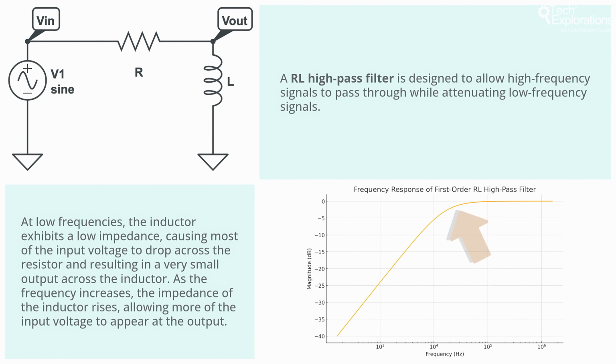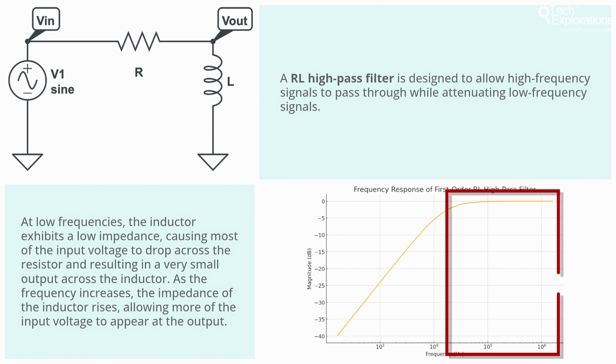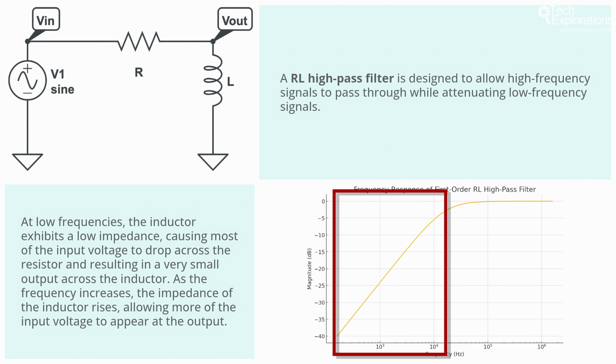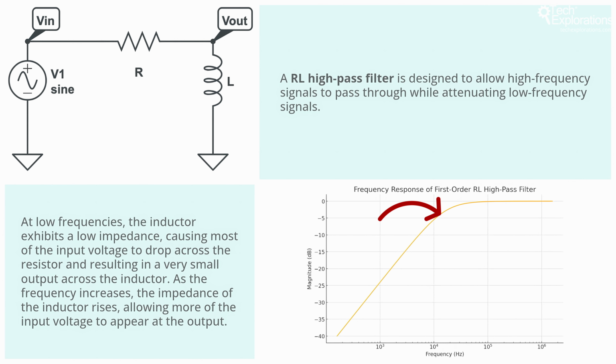As the frequency increases, the impedance of the inductor rises, allowing more of the input voltage to appear at the output. This behavior creates a distinct separation between the passband, high frequencies, and the stop band, low frequencies, with the cutoff frequency marking the transition between the two regions.